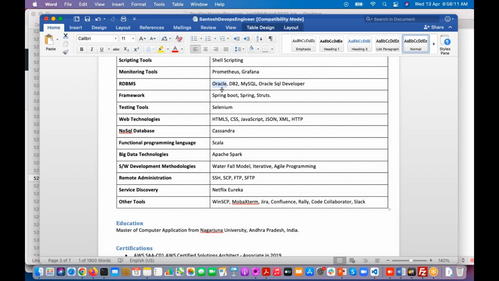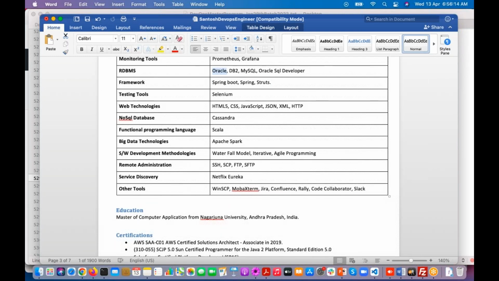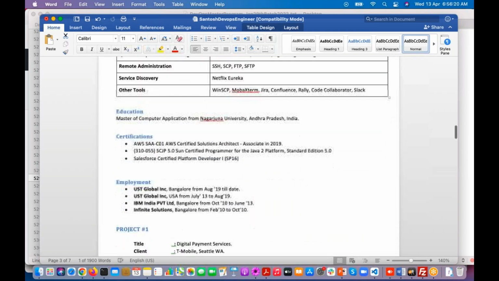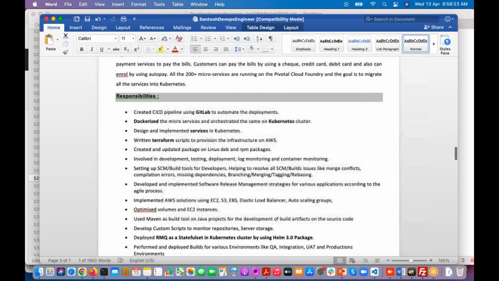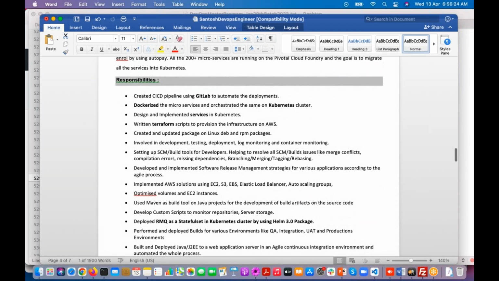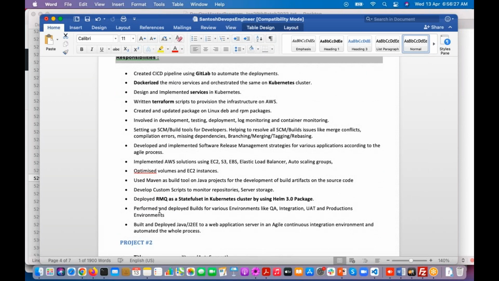Clear? So that's why, whatever the tools, keep those tools only. Whatever you don't know, just remove it. Even here, under roles and responsibilities, if you don't know, just remove those things. Okay, if you know, you can give it. See here, built and deployed Java web application server in agile integration. If you want, you can keep it. Whatever he mentioned here, we are going to cover almost all these points, so you can keep it.